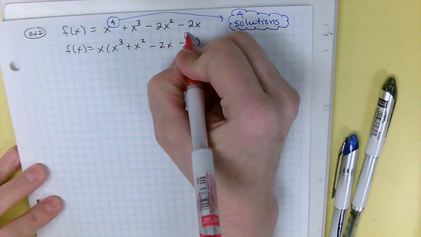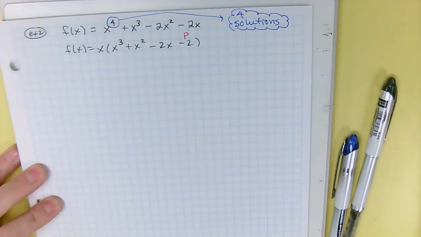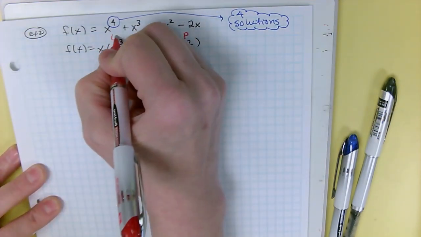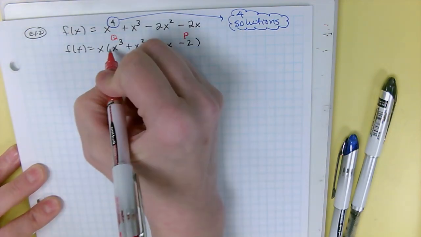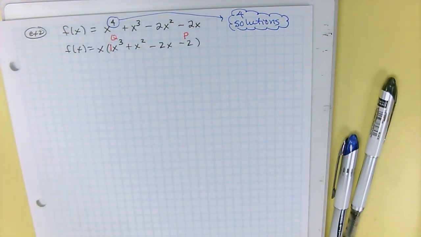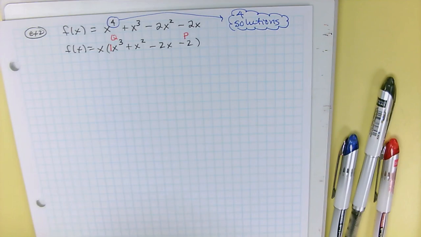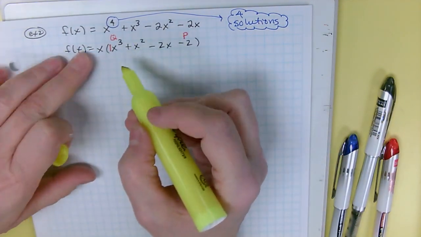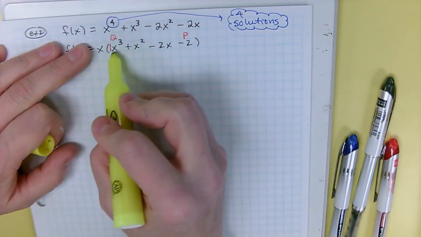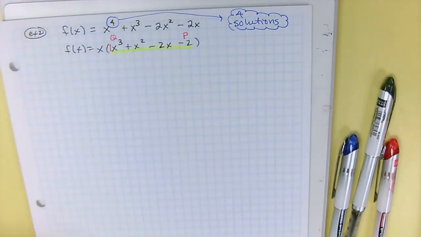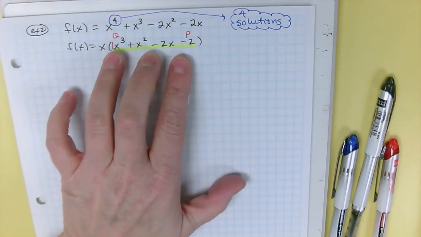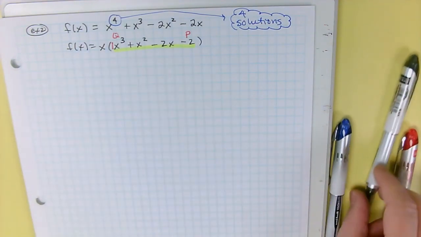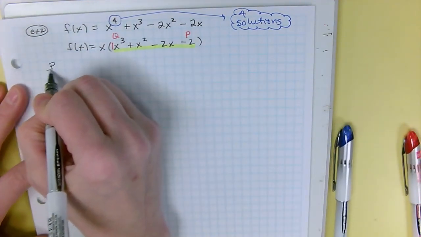So your p is the last number, which is now just a -2. Your q is the first number, which is the 1. And the reason that I'm using the inside and not the original is I've already factored an x out. It's this part that's left that I need to factor. So we're pulling out of the new equation that's left.